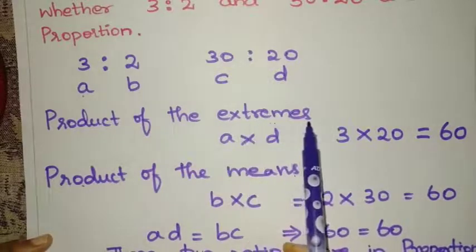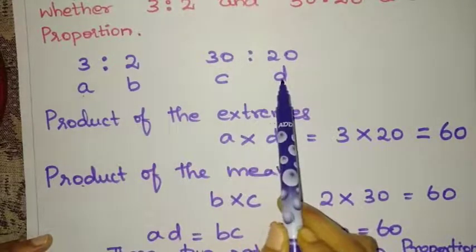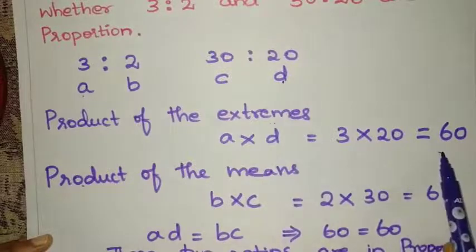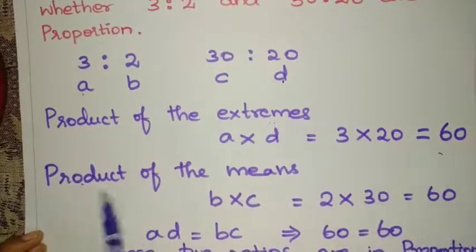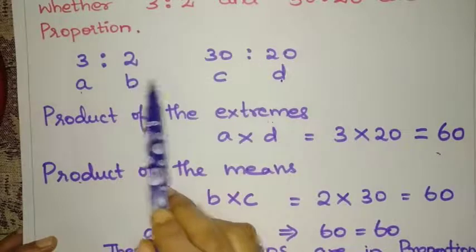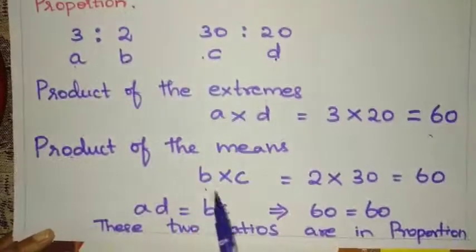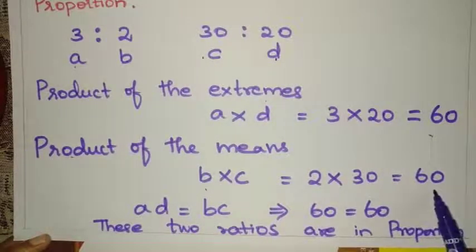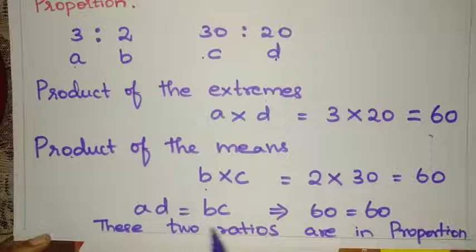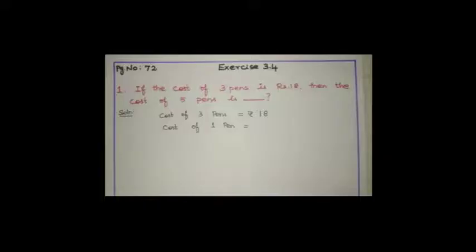Product of the extremes is nothing but A into D. So I am multiplying A and D. I will get 60, and the product of the means is nothing but B into C. So I am multiplying B into C, which is nothing but 60. So I am getting AD equal to BC. Therefore, these two ratios are in proportion. That's all.